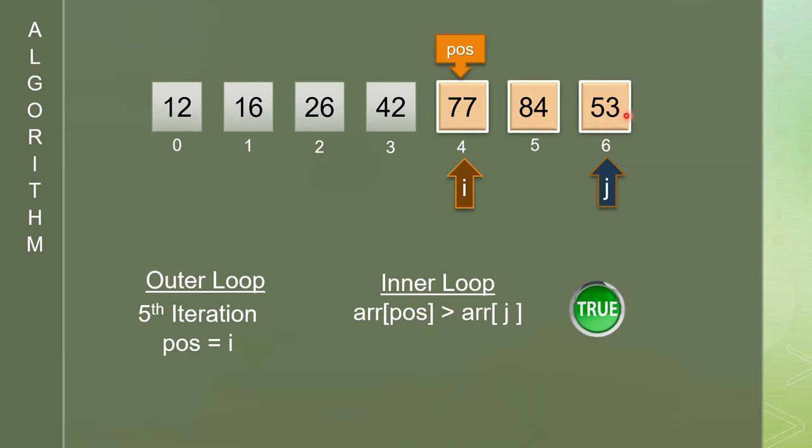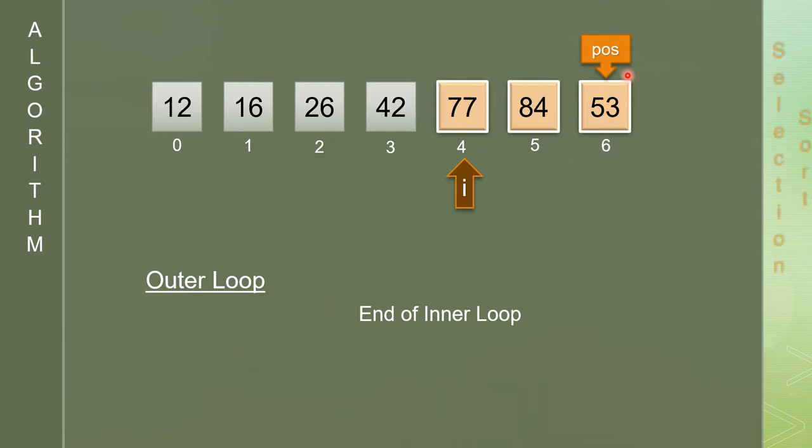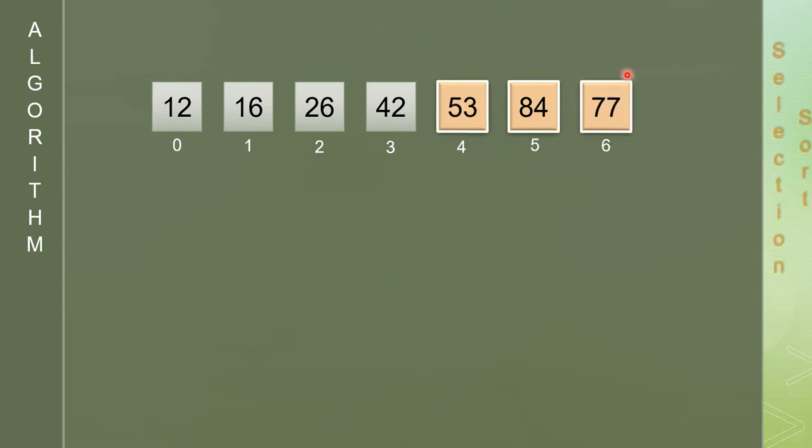So what you're going to do is move the position to the j value. So pos equals j. So it moves on to the last value here. Now, the end of the inner loop. Now you know what is the I value and the j position value. You're going to swap these two values. So after swapping, 53 will be coming to the fourth position and 77 goes to the last position. Now the next iteration, you have already sorted 5 elements.